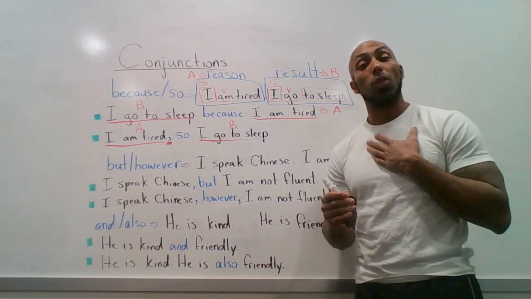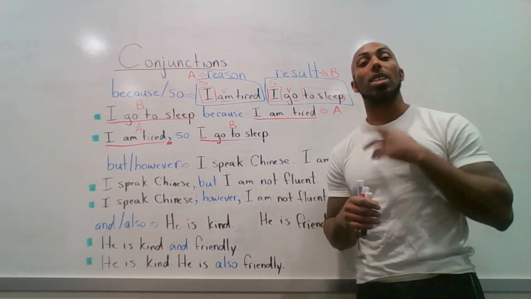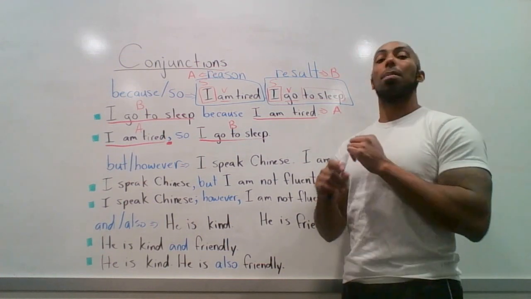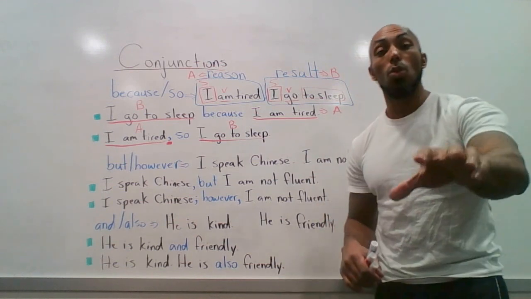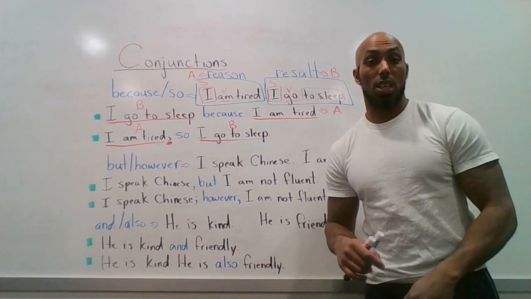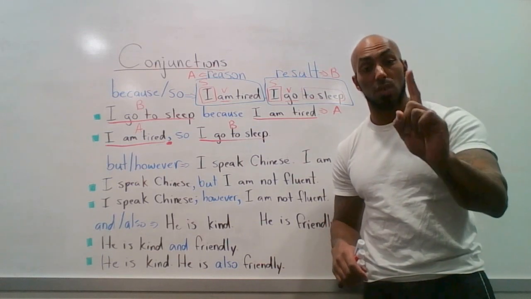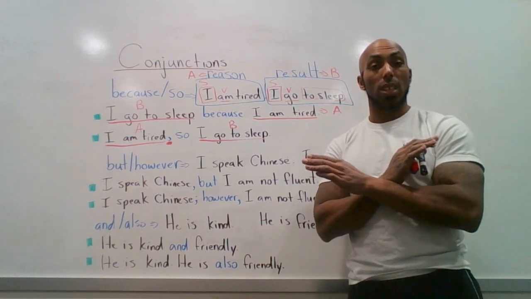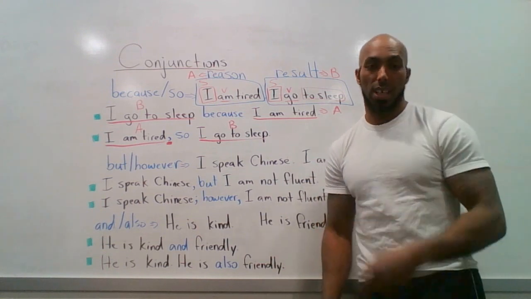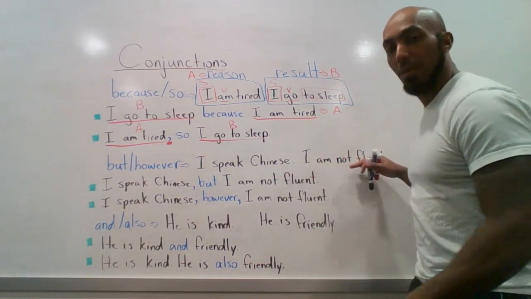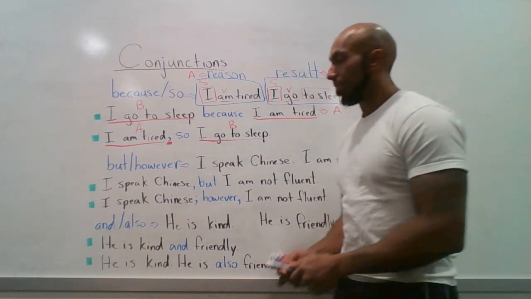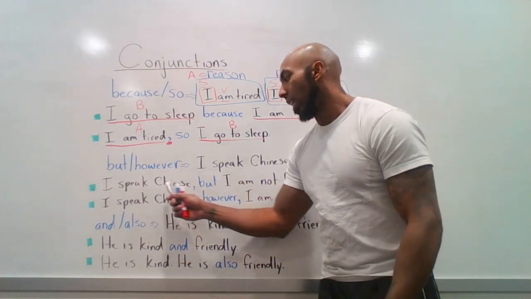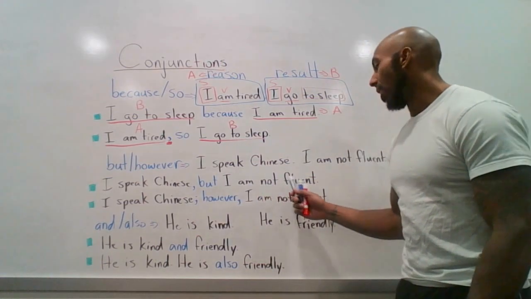So I am fluent in English because it's my first language. I am not fluent in Chinese because it's my second language. Just like you are fluent in Chinese because it's your first language, but you are not fluent in English because it's your second language. Okay, that's all that word fluent means. Now I'm going to use but. I speak Chinese, but I am not fluent.